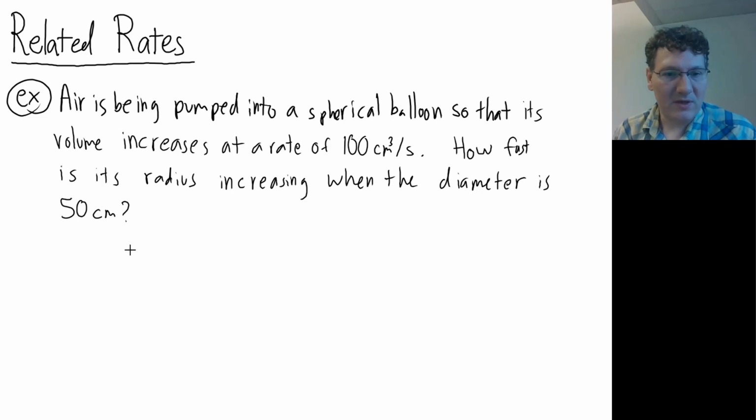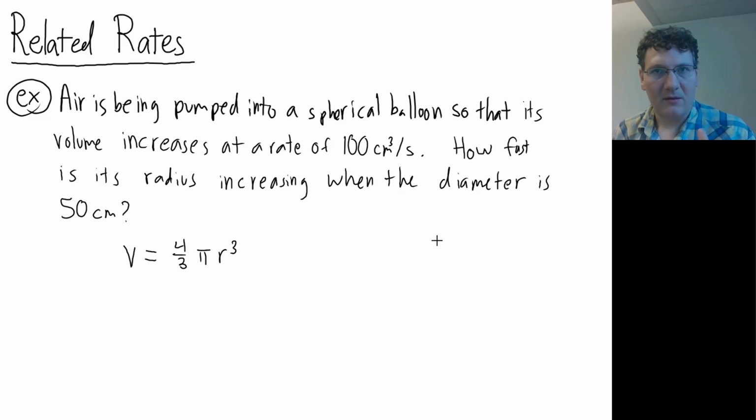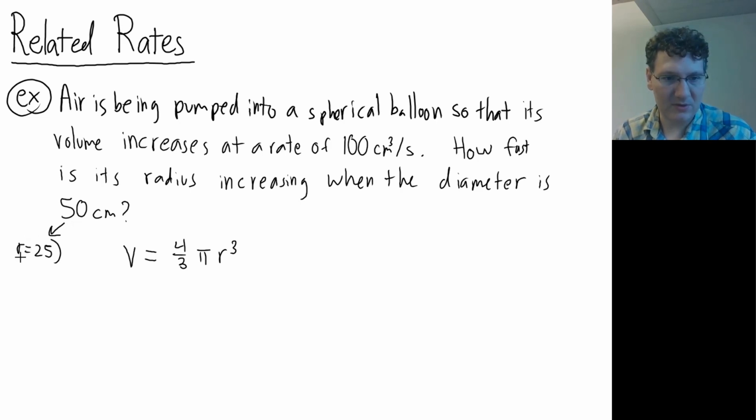Well, what we do is we find the equation that relates the radius and the volume, right? The volume is 4/3 pi r cubed. This is the formula for the volume of a sphere. And now I think it's worth noting that when the diameter is 50 centimeters, that means the radius is 25 centimeters. So we'll just keep that in the back of our minds.